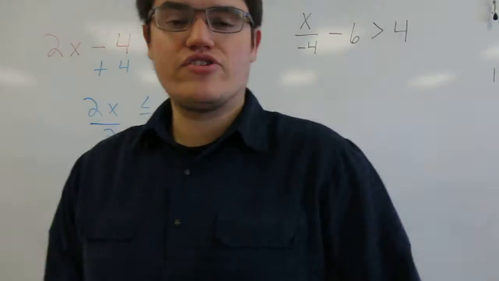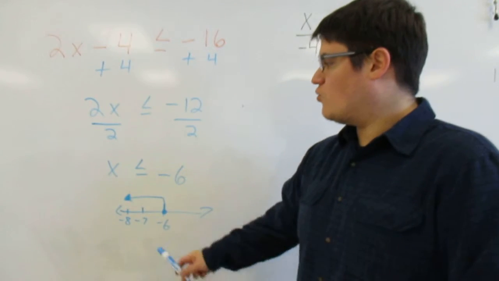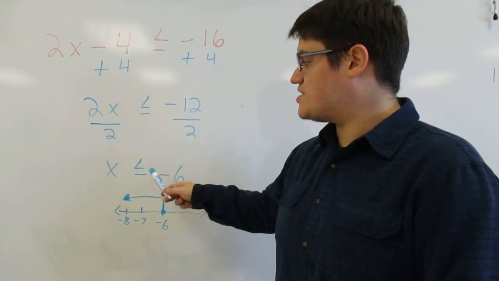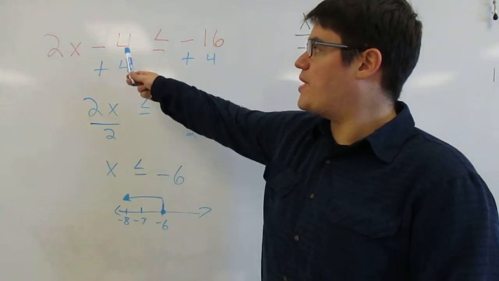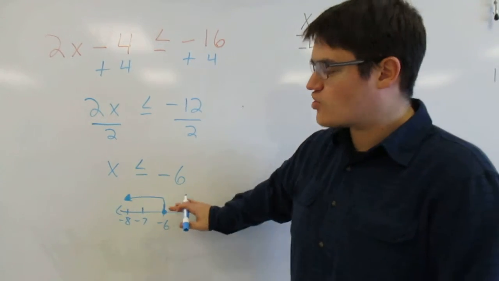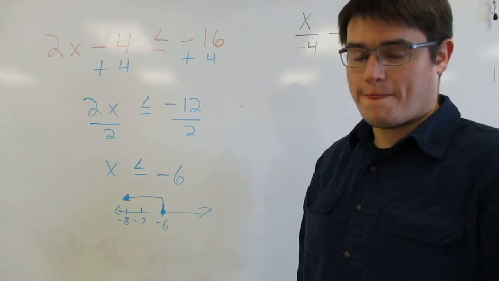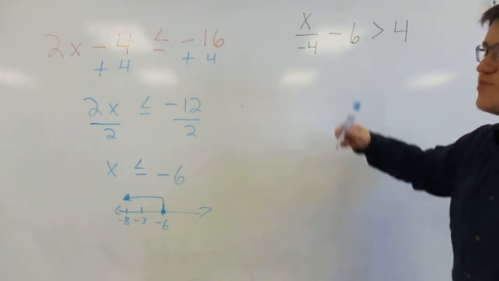Now, back to your original question. What does this mean? Well, great question. We're saying that any value that we pick for x that's less than or equal to -6, so any of these guys, will make this inequality true. If you take anything that's greater than -6, well, this won't be true anymore. Cool. Okay, let's move on to this one.